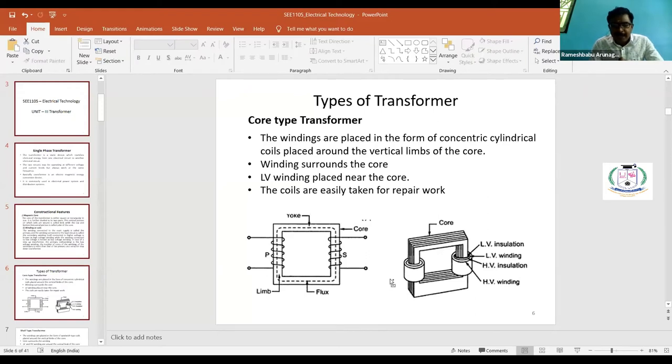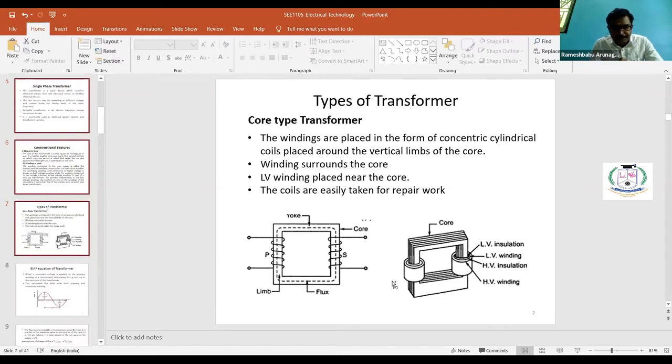Okay, so the low voltage winding is wound nearby the core, then insulation, then the high voltage windings are wound. This is nothing but the core type transformer. The main advantage of using this type of transformer is that the coils are easily accessible for repair work. The coils are outside, only the core is inside, so it is very easy to do repair work. This is the main advantage of a core type transformer.